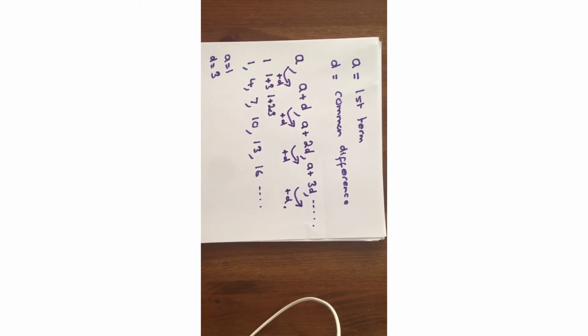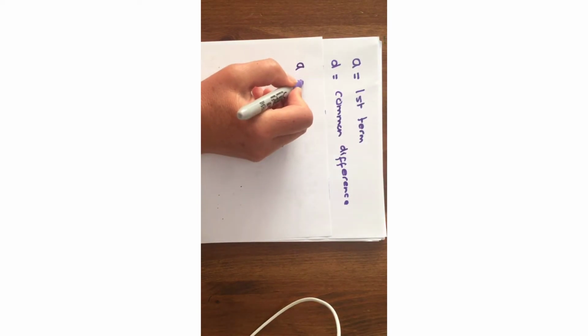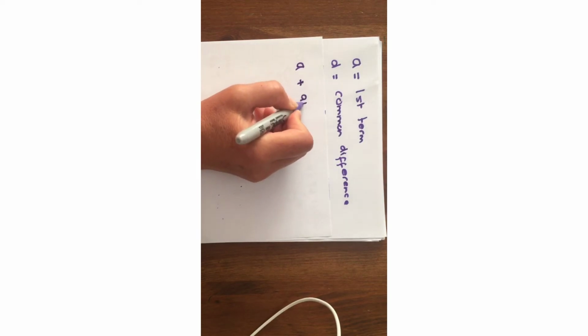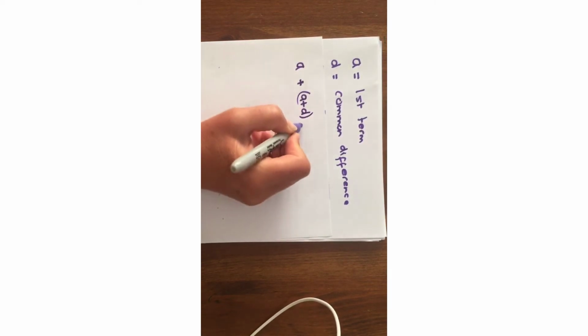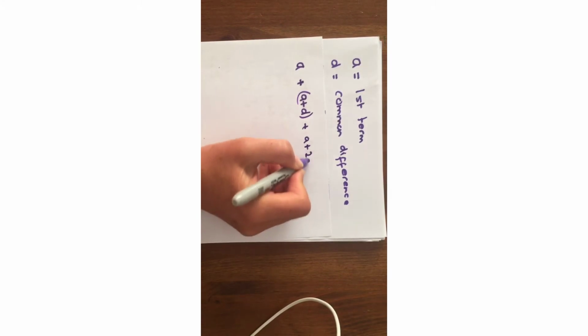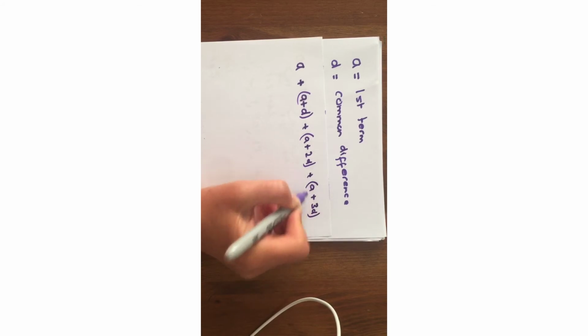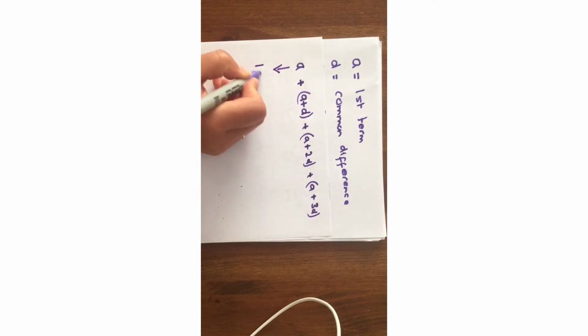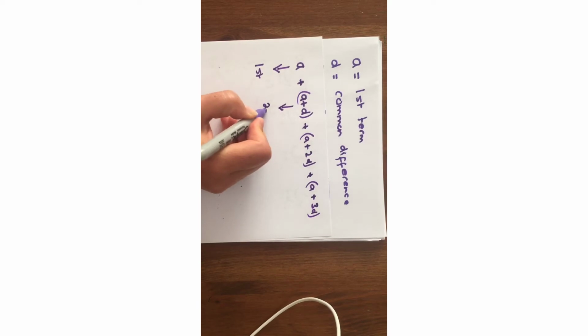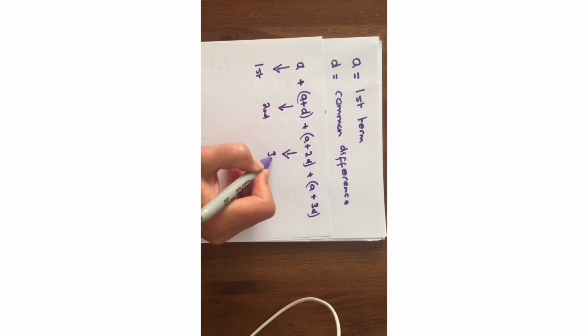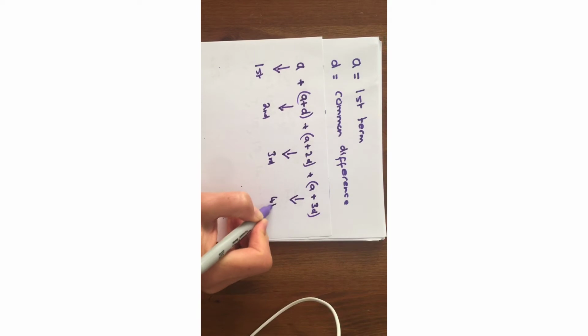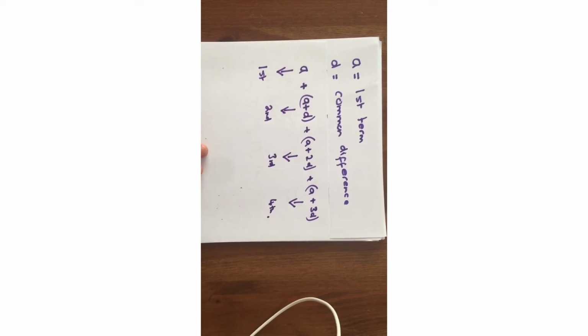No, she stopped scratching. Okay, so what we have got then, if I just write this out again a bit clearer: first term, second term, third term, fourth term, and it carries on. So first term, second term, third term, fourth term for an arithmetic sequence.